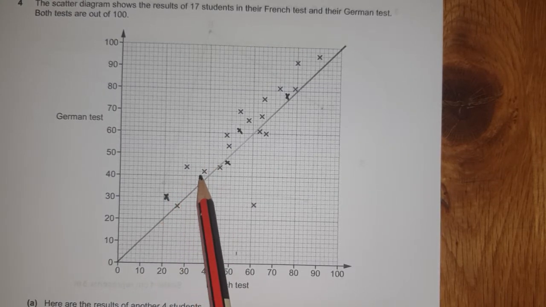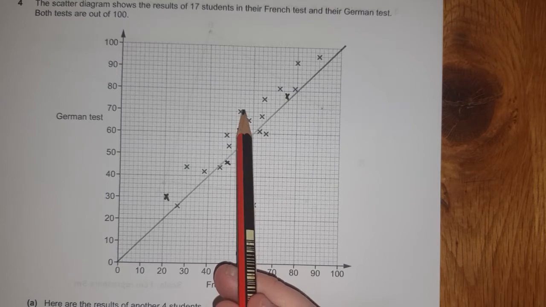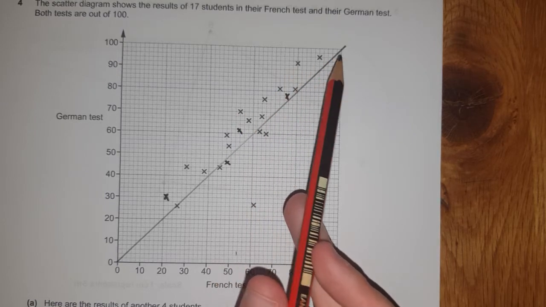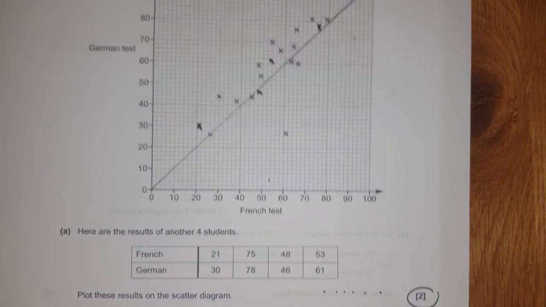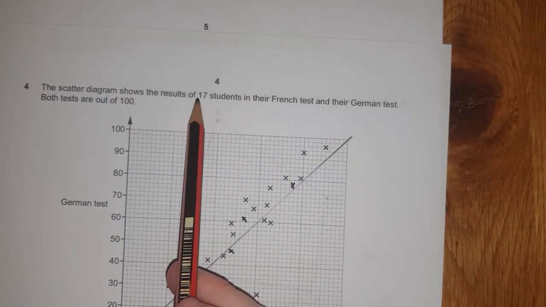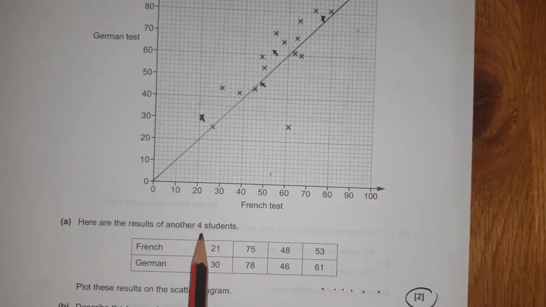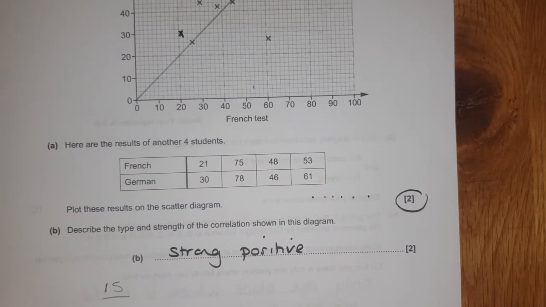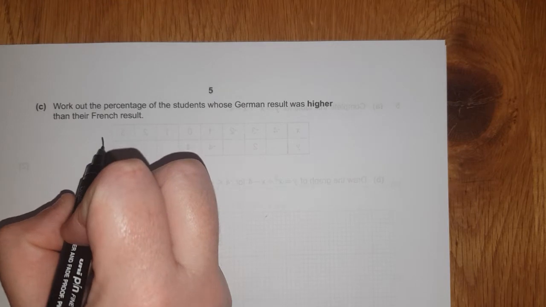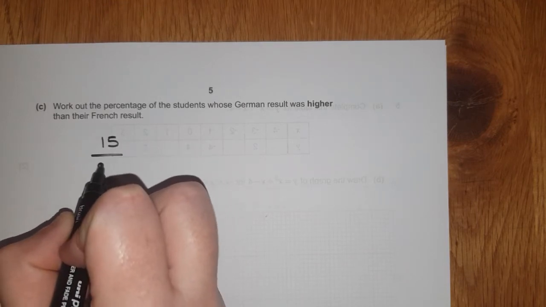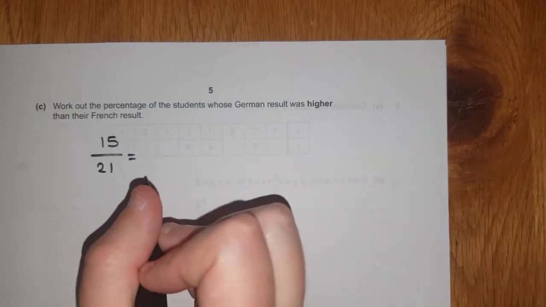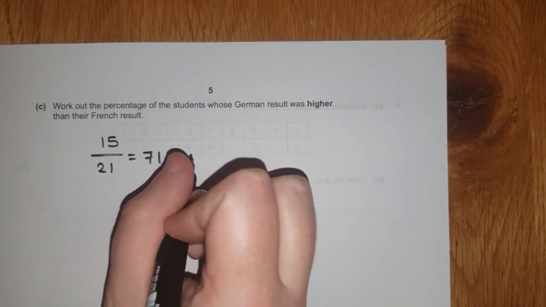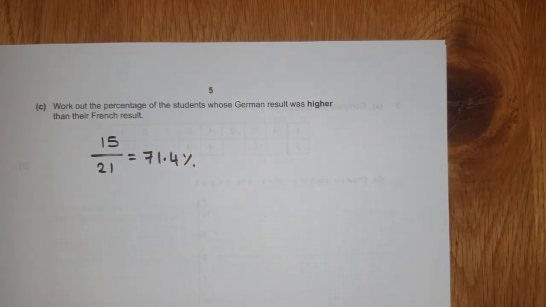So we've got 1, 2, 3, 4, 5, 6, 7, 8, 9, 10, 11, 12, 13, 14, 15 results. So that's 15. I don't need to add all of them up. It said there were 17 students so far, and we've added on another 4, so it's out of 21. So if I've got 15 students above the line out of 21 students altogether, 15 out of 21 is going to give us 71.4% of the students.